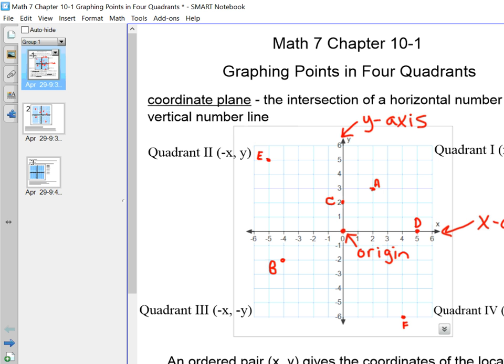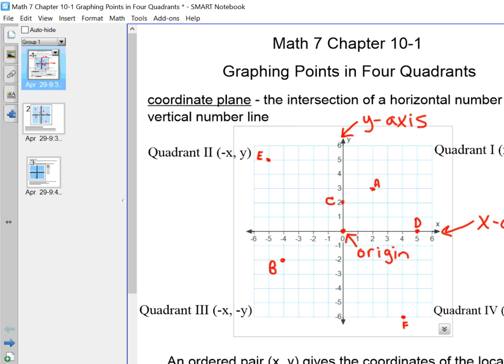If we continue going counterclockwise, we'll notice that we're in quadrant 3. In quadrant 3, all the points have a negative x and a negative y. B is in quadrant 3. Continuing over to our right, we are in quadrant 4. In quadrant 4, every point in there will have an x that is a positive value and a y that is a negative value. Point F is in quadrant 4.